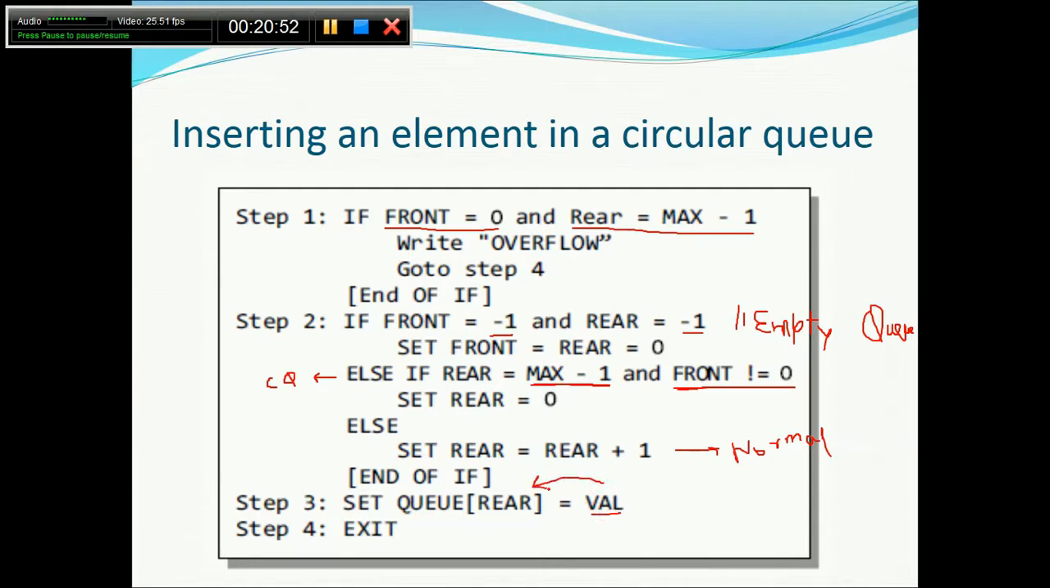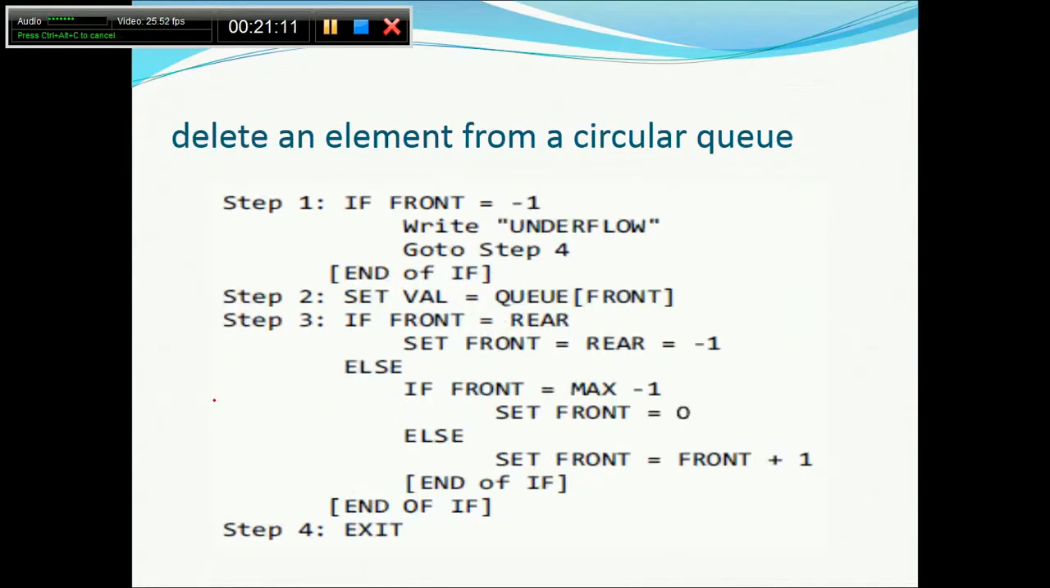So that is the complete insertion algorithm in a circular queue that deals with all the possibilities: empty queue, circular queue, and the normal queue, normal increment. The complexity would be order of 1 because we are just doing additions on the indexes. Now if you want to delete something, what could be the case?